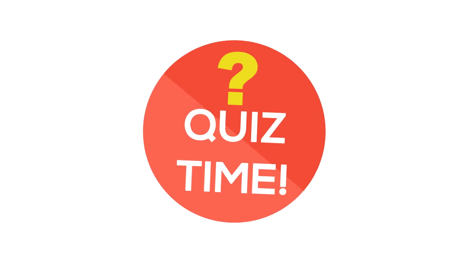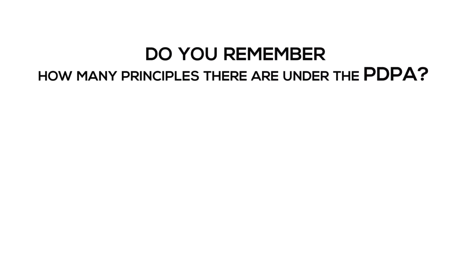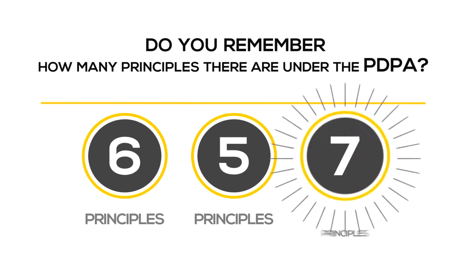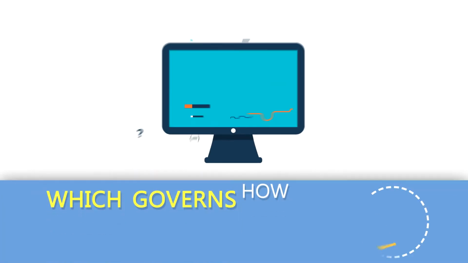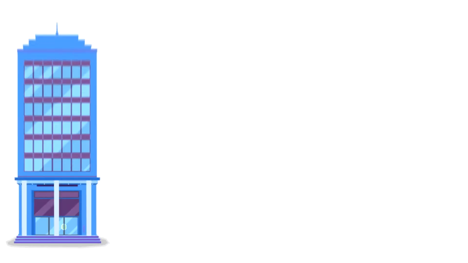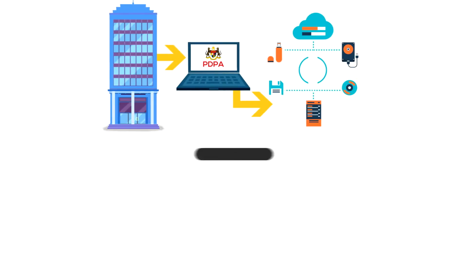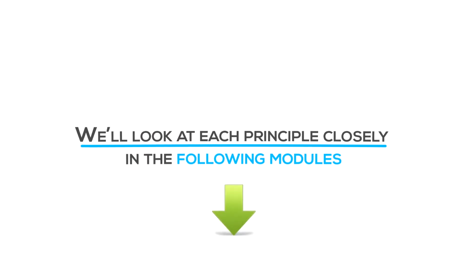Quiz time! Do you remember how many principles there are under the PDPA? Have a go. 5 principles? 6 principles? 7 principles? Yes, there are 7 principles under the PDPA, which governs how personal data can be collected and processed. It is important for your company to comply with these principles when handling personal data to avoid punitive consequences like fines and imprisonment. We'll look at each principle closely in the following modules.